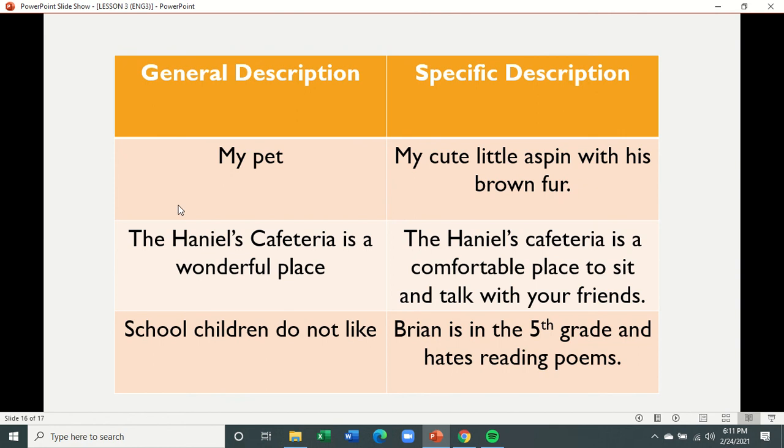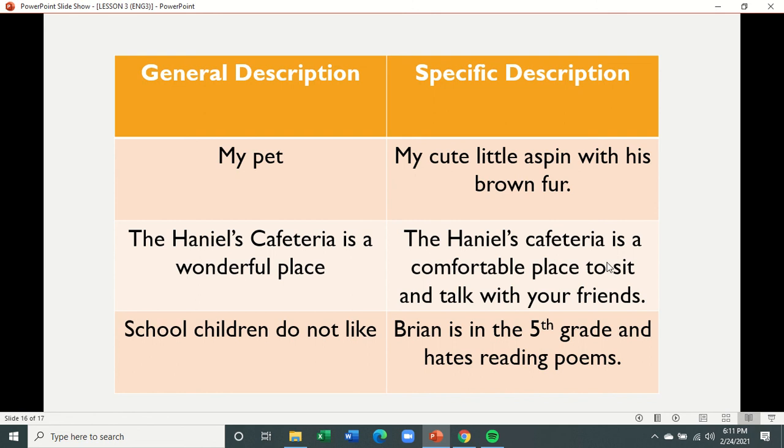Another example of general description: the Heniel's cafeteria is a wonderful place. Ma'am, why is it general when you have named the cafeteria? Because of the word wonderful. How wonderful is wonderful? Again, what is wonderful to me might not be wonderful to you. So you need to explain why it is wonderful. You need to have the specific description.